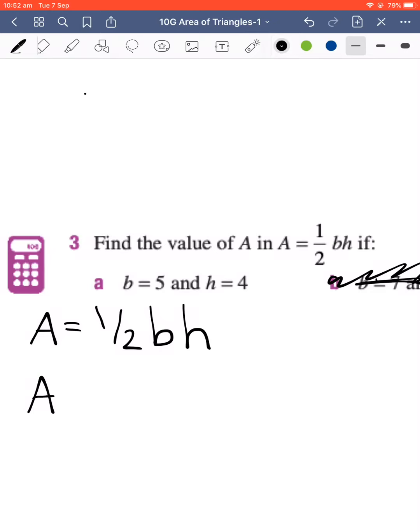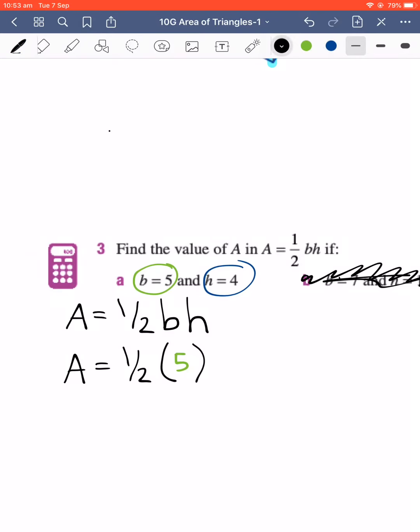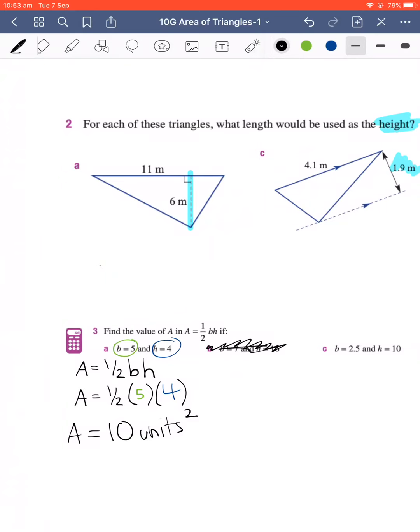I then substitute in what I know. So I know that my base in this particular case is 5. And I also know that my height is 4. So let's substitute that in as well. And then my answer will be half times 5 times 4. So that will give me 10. And we don't actually have units for this particular one, but we know it will be units squared. So we don't know the number, but we can still make sure that we write down those units. So that's our last step, to answer with our units.